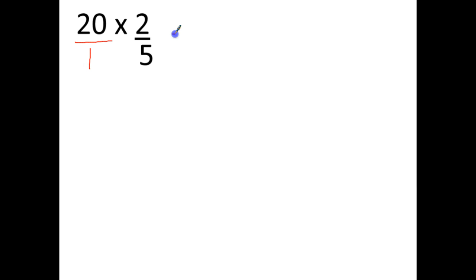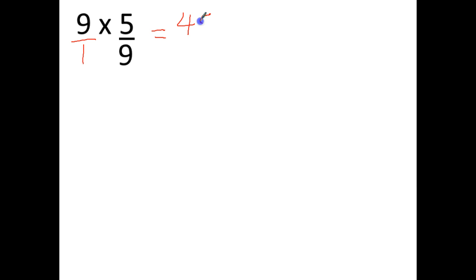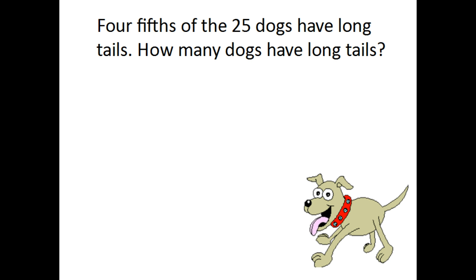Step 1, get my 1 there. 20 times 2 equals 40. 1 times 5 equals 5. When I divide 40 divided by 5, I'm just going to get a nice 8. Step 1, get my 1 in there. 9 times 5 equals 45. 1 times 9 equals 9. When I divide 45 divided by 9, 5.